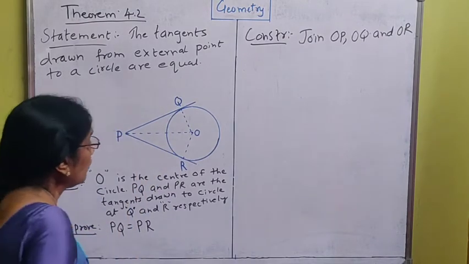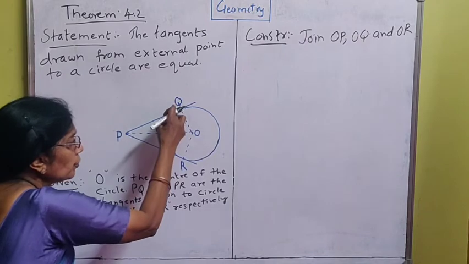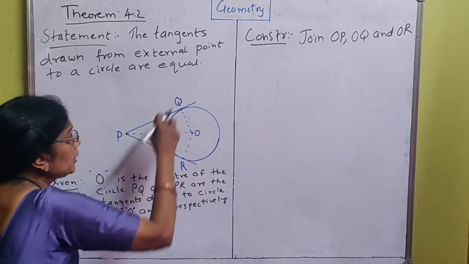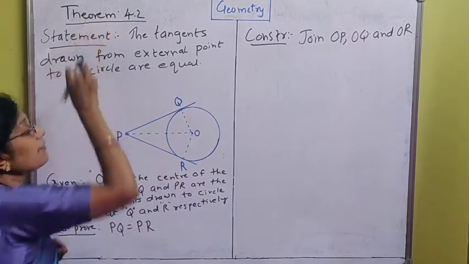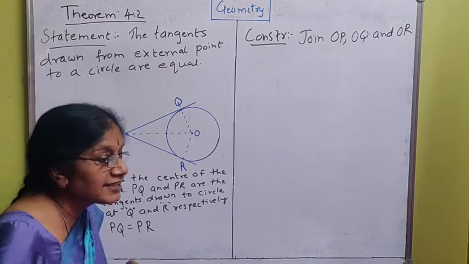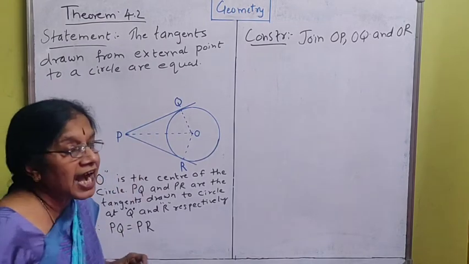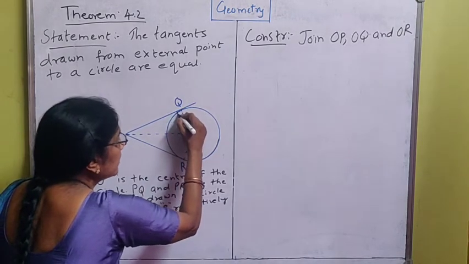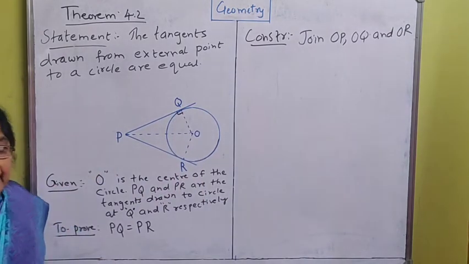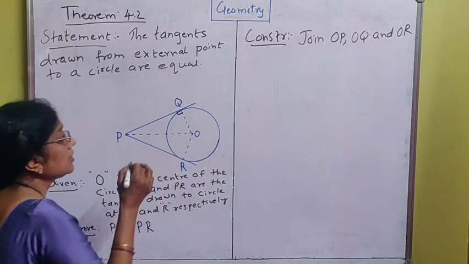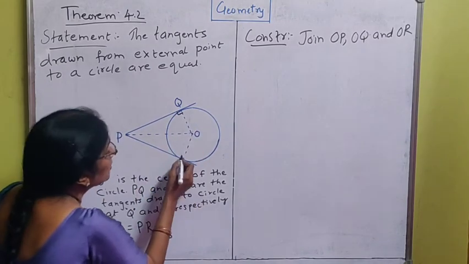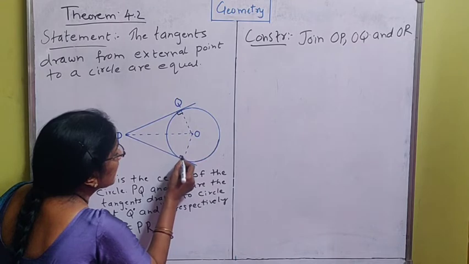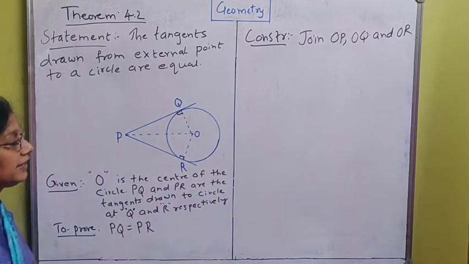Now we know that OQ is the radius and PQ is the tangent. The previous theorem 4.1 says that the radius is perpendicular to the tangent. So this angle is 90 degrees. Similarly, OR is also a radius and PR is also a tangent, so this angle is also 90 degrees.